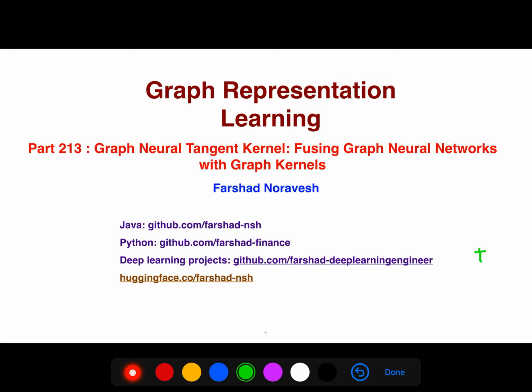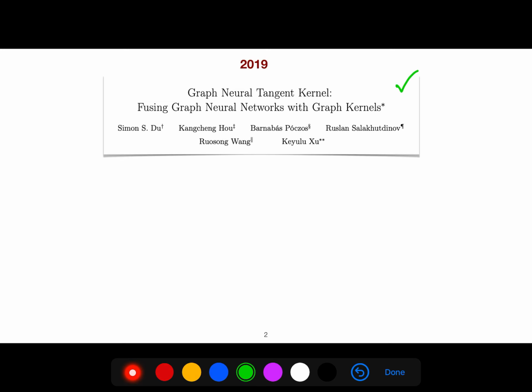Alright, so in this video I'm going to be explaining this important paper with the title Graph Neural Tangent Kernel, Fusing Graph Neural Networks with Graph Kernels. So we know about tangent kernel, but this paper talks about graph version of tangent kernel. This paper is from 2019.